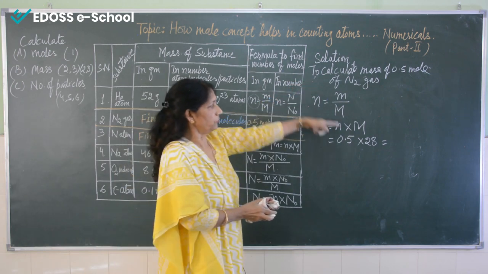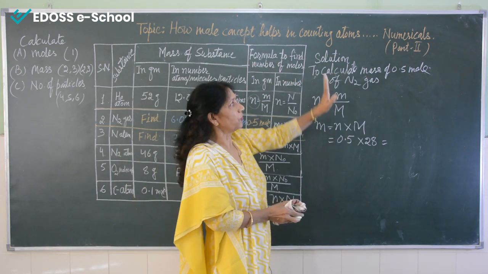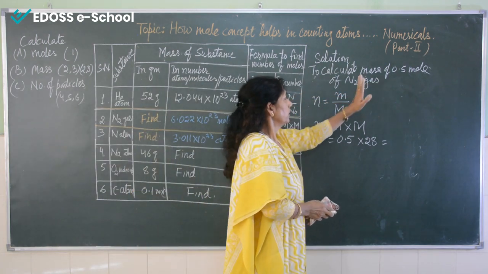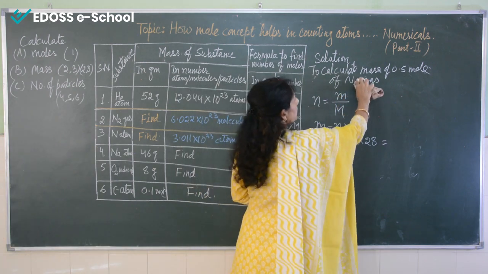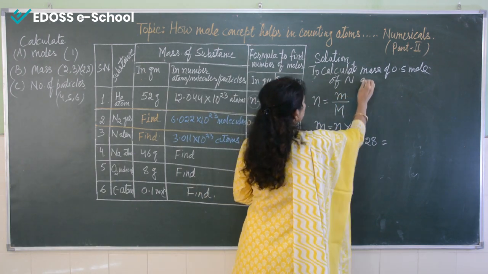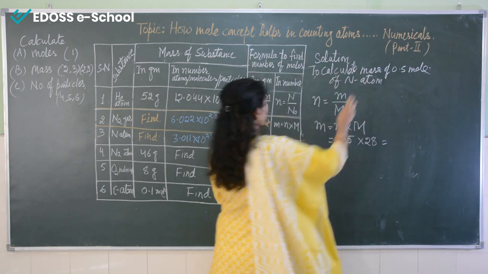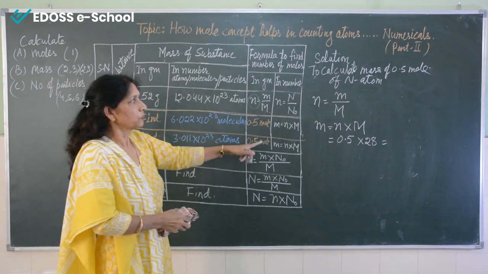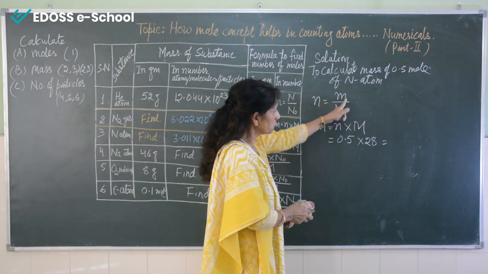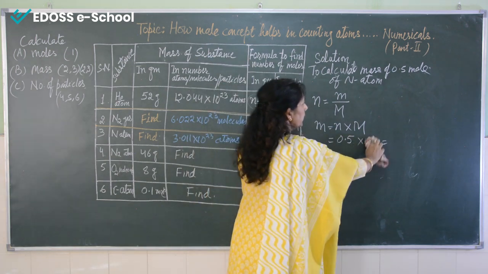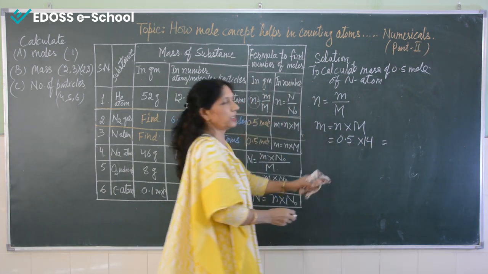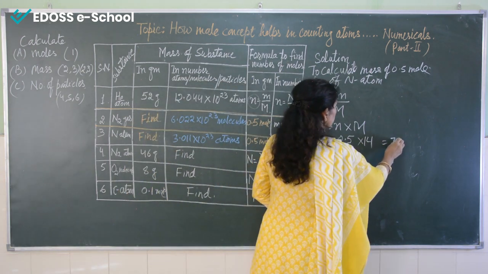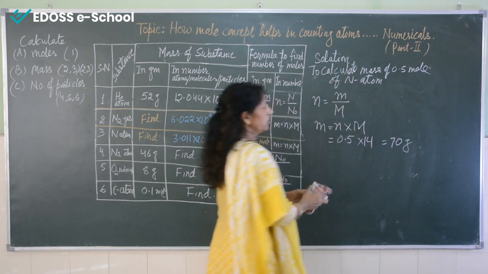Now if in the same question, mole is same, but in place of nitrogen gas, now it has become nitrogen atom. Okay, nitrogen atom and mole is same. So how we will do here? Here now same question, but in place of 28 we will just use 14 here. So this will be 7 gram, the answer.